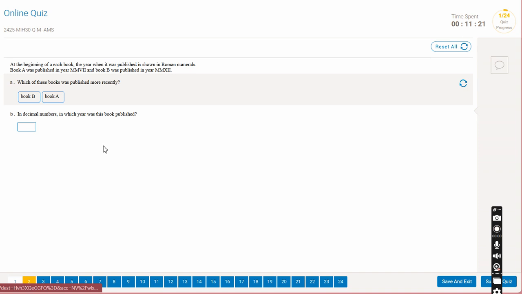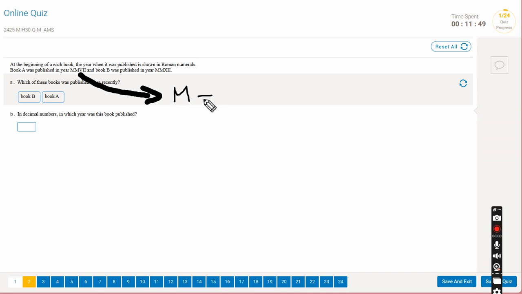Now here at the beginning of each year, the book when it was published is shown in Roman numerals. Book A is MMVII, and then there is book B, which is MMXII. So now let's figure out. Now Roman numerals, what you can do with this is that whenever you want to find out the numbers, you have to add them, right? So we need to understand what each letter means. So we can add them together and we can find out what is that number in the numbers that we use every day.